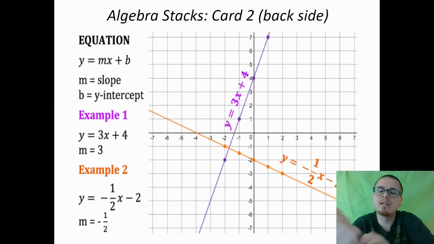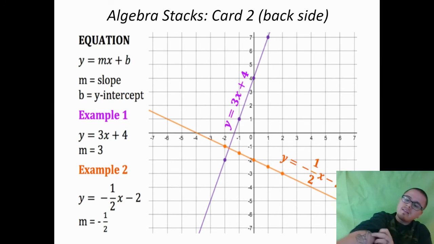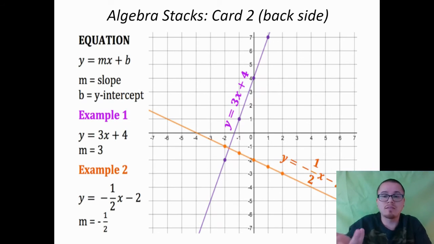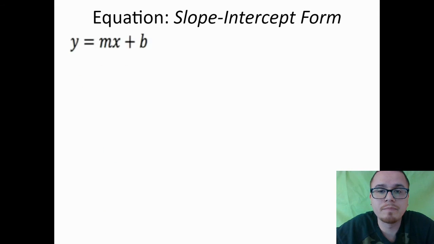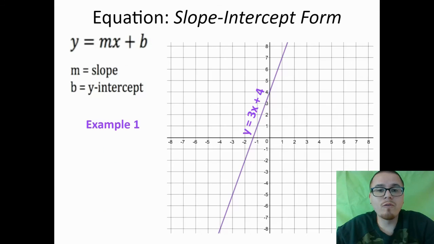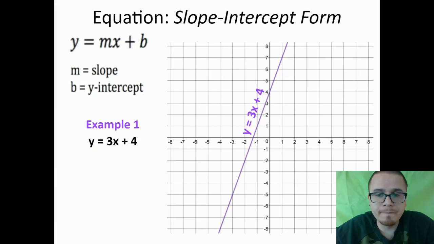It's like getting a tattoo. Tattoos, I didn't get these lines dropped into my skin. It was a bunch of tiny dots. That's what this is essentially. So slope-intercept form, y equals mx plus b.